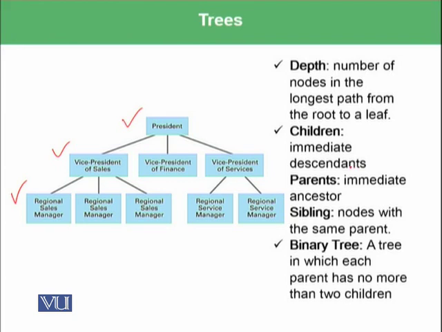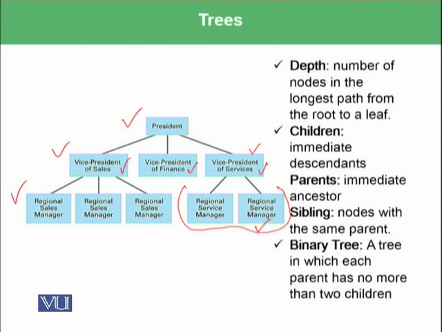Then children: immediate descendants are known as children. For example, what are the children of the president? There are 3 children of the president: vice president of sales, vice president of finance, and vice president of services. Then parent: the immediate ancestor is called the parent. For example, a regional sales manager has a parent, vice president of sales. Then siblings: nodes with the same parent are called siblings.